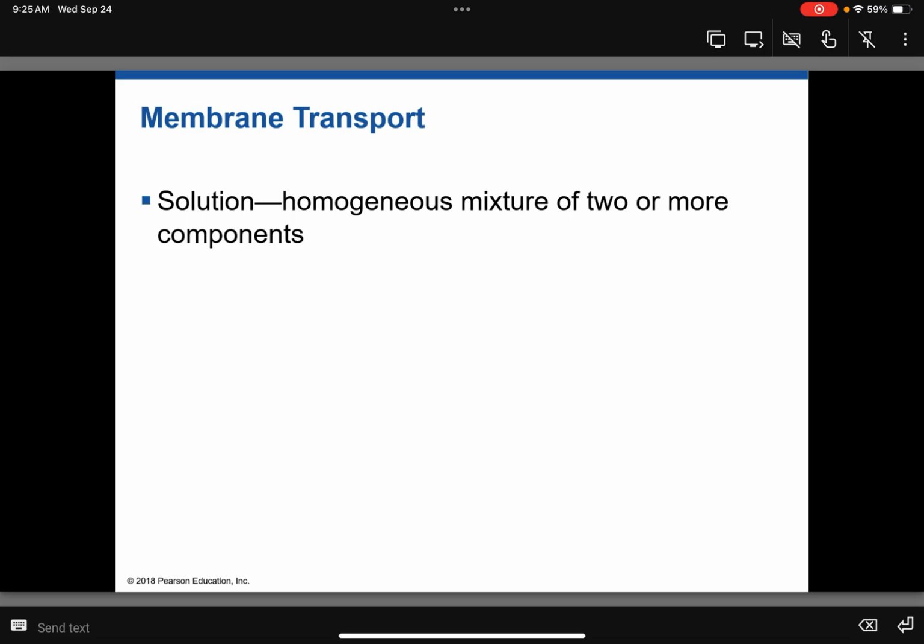So, first thing we're going to talk about is membrane transport. It's really important for the membrane to be what we call semi-permeable, meaning that it lets certain things in and certain things out, but keeps some things from entering and some things from leaving. Selective on what it lets through. So, a solution, which is a homogeneous mixture of two or more compounds.